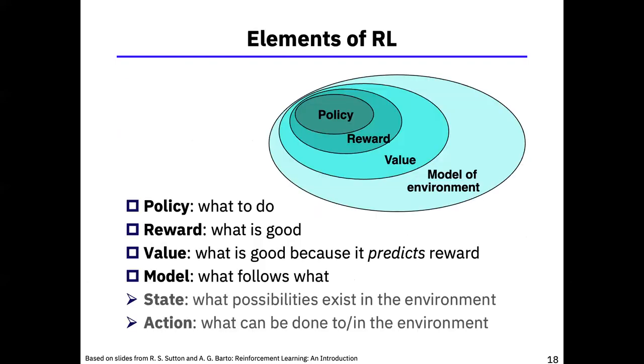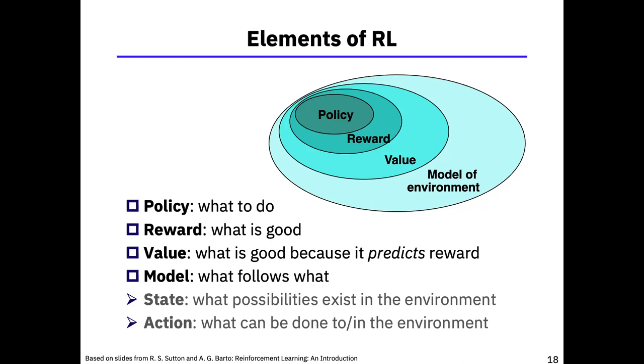So for reinforcement learning, these are some terms, a list of terms or concepts that you must understand. Policy, you will hear this term all the time. All policy means is, given a particular state, what do I do? Reward, I told you what this was previously. This is a measure or a metric to tell you what is good. So the higher the reward, the more good it is.